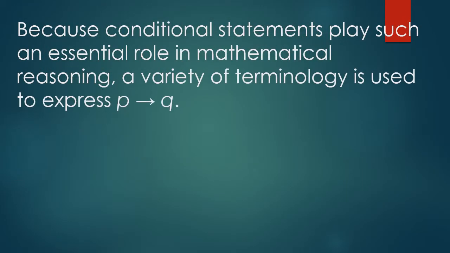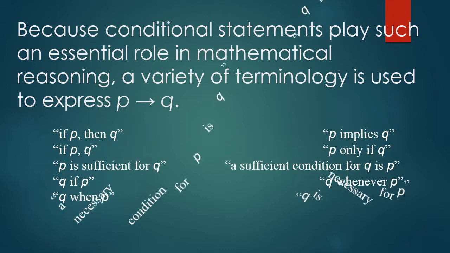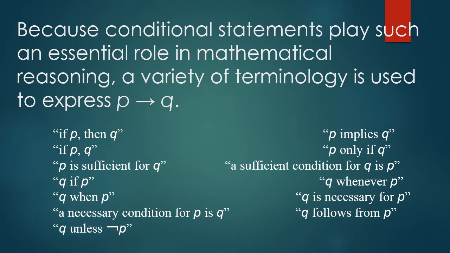Because conditional statements play such an essential role in mathematical reasoning, a variety of terminology is used to express P implies Q. You will encounter most, if not all, of the following ways to express this conditional statement. If P, then Q. If P, Q. P is sufficient for Q. Q if P. Q when P.